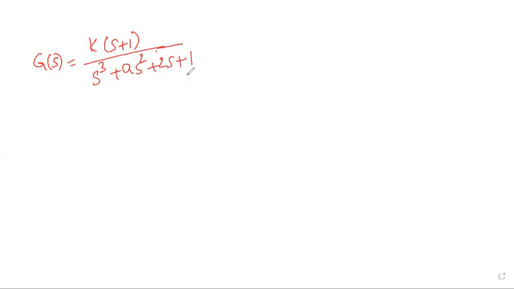Okay, so we'll take one more problem. The open loop transfer function of a unity feedback system is given by G(s) equal to K(s plus 1) by s cube plus a s square plus 2s plus 1. This is the open loop transfer function with unity feedback. Unity feedback means what about H(s)? What is H(s)? 1, sir. So what is the characteristic equation?